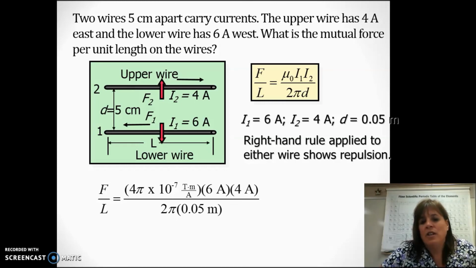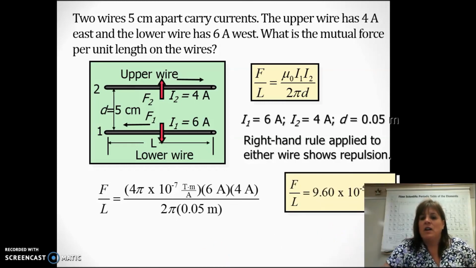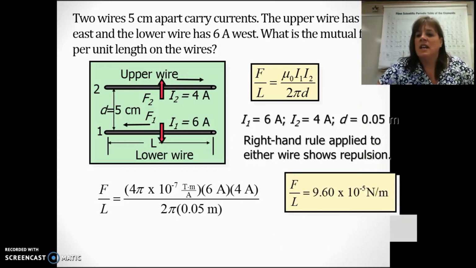If you did this right, you should get an answer of 9.6 times 10 to the negative 5th, and it's a force per unit length, so newtons over meters. And because the wires are running current in opposite directions, that is repulsive. It's the only time that opposites are repulsive. Usually opposites attract.